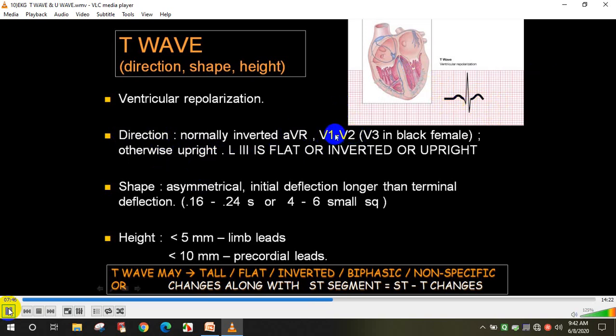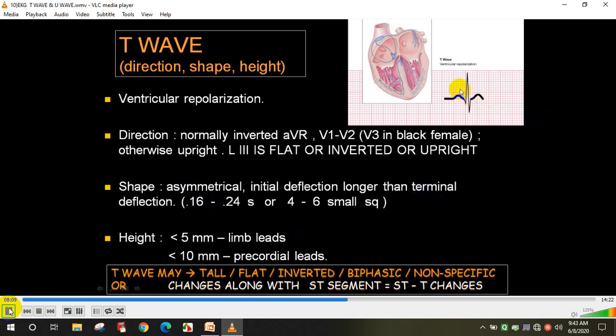And T wave may be upright, may be inverted, or may be biphasic. But in lead 3, it is flat, inverted, or upright. The shape wise, it is asymmetrical. The initial deflection is always longer than the terminal deflection. So that's why it is asymmetrical.